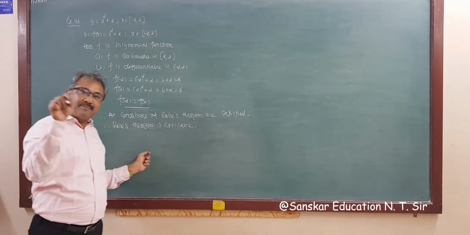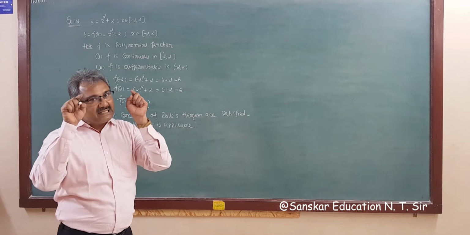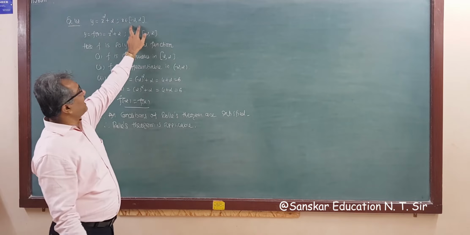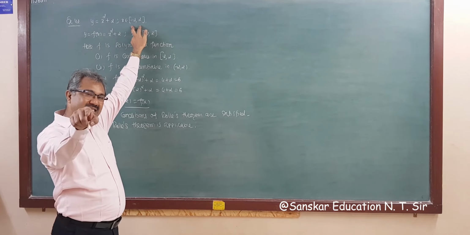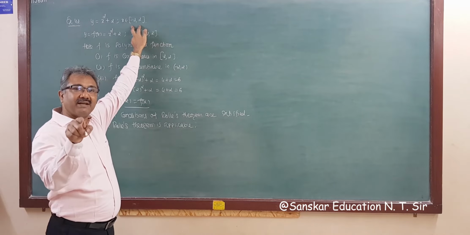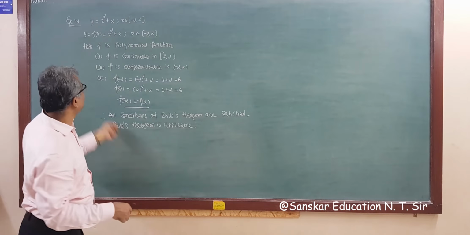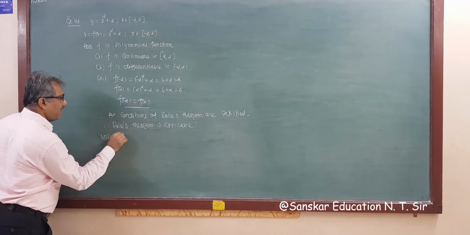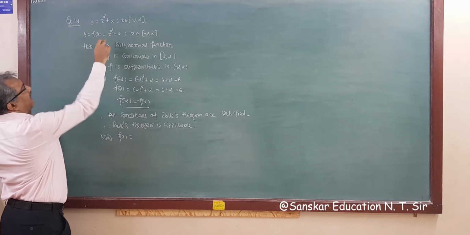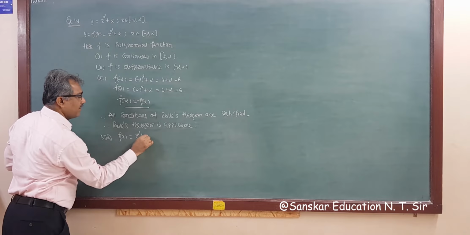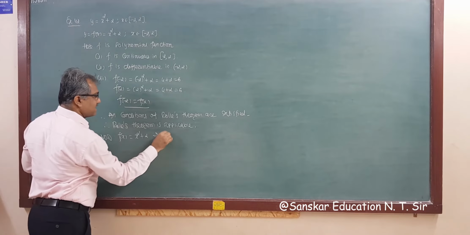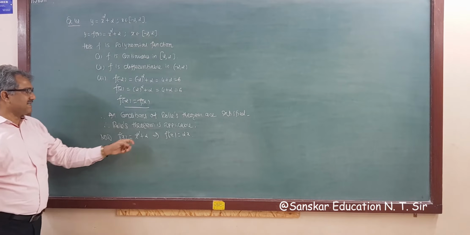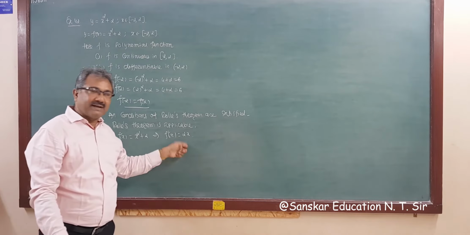And if Rolle's theorem is applicable, then there exists a c belongs to the open interval minus 2 comma 2 such that f dash c is equal to 0. For that, what do we require now? We have to find f dash x. So f x is given: f x is equal to x square plus 2. So this implies f dash x is equal to twice x. Derivative of x square is twice x.